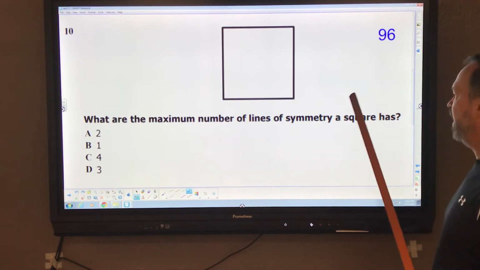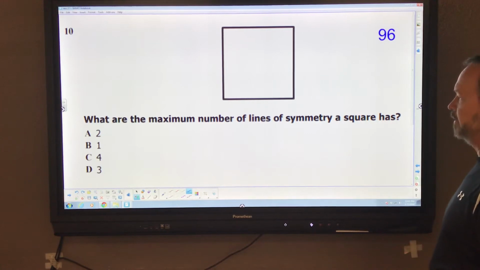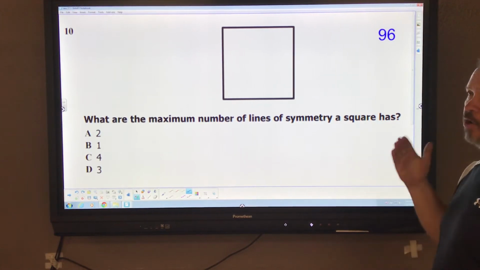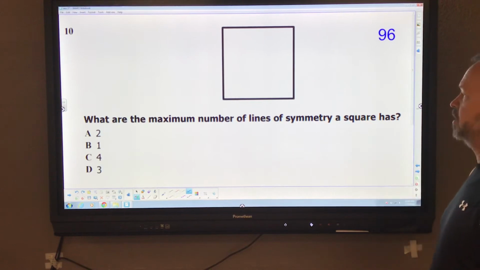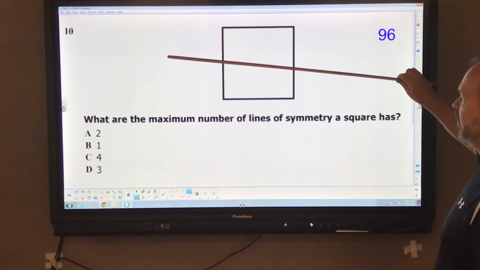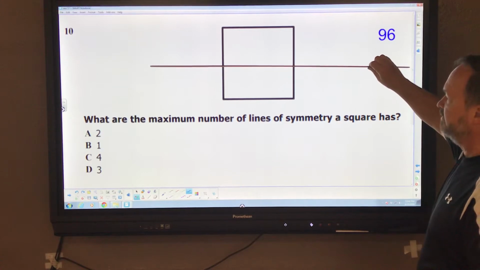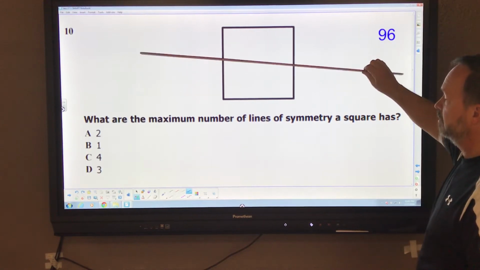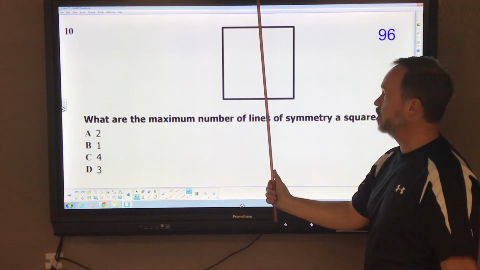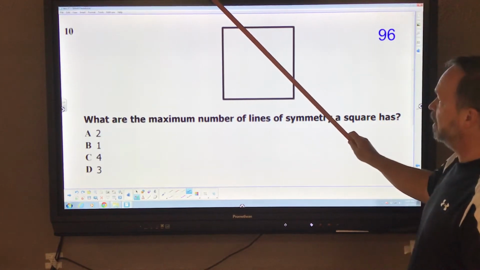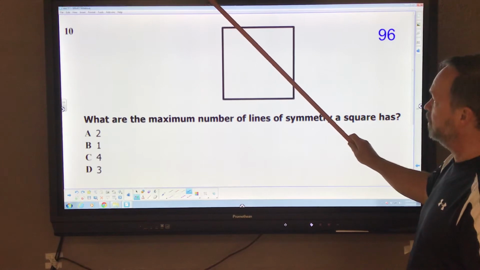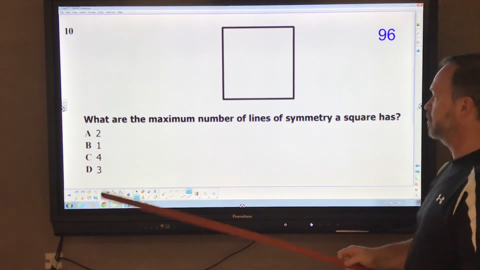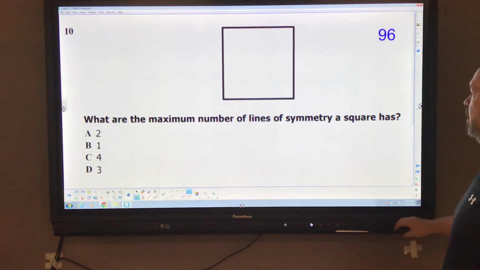What is the maximum number of lines of symmetry a square has? Lines of symmetry are usually horizontal, vertical, and diagonal. A line of symmetry means you can fold it on that line, and everything on one side of the line will touch everything on the other side and cover it completely. So you can see there's one this way, and there's one this way. Those are the horizontal and vertical options. But I believe you can also draw diagonal ones, and that way it would be answer C. The maximum number of lines of symmetry of a square is 4.